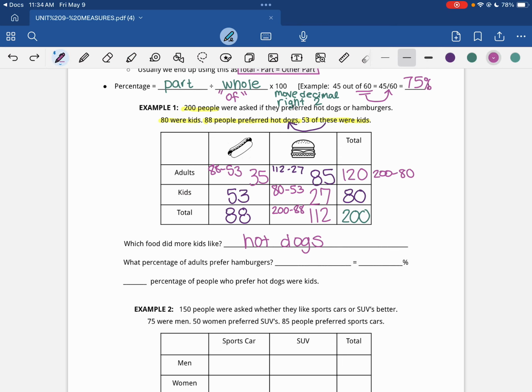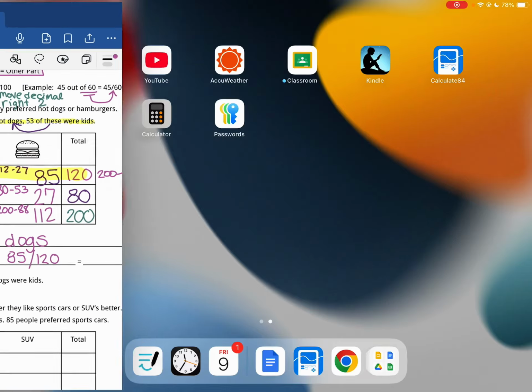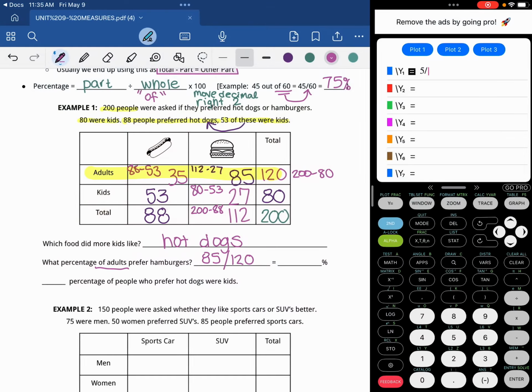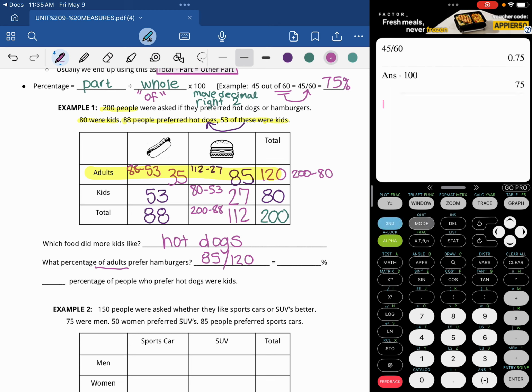Then it says what percent of adults preferred hamburgers. Of adults means you're looking at the adults row, which is 120 adults. And prefer hamburgers is only 85 of those. And 85 divided by 120 is going to give us our percent. Now that's 0.708. That would read as 70% right now, but since there's an 8 afterwards, we need to round that to 71%.